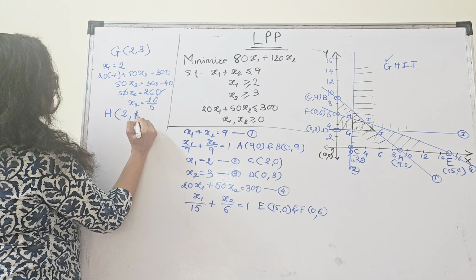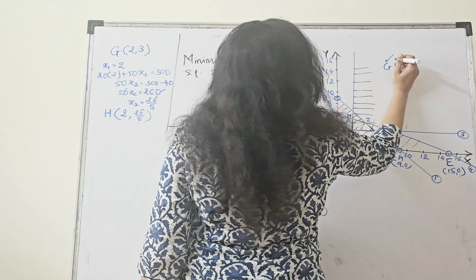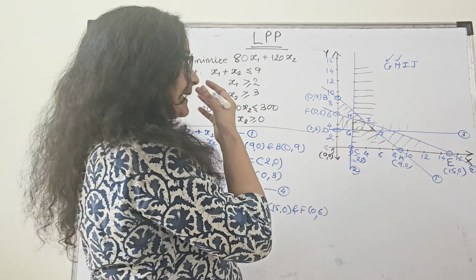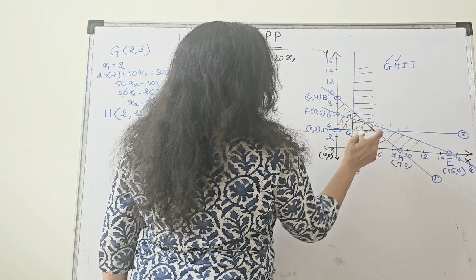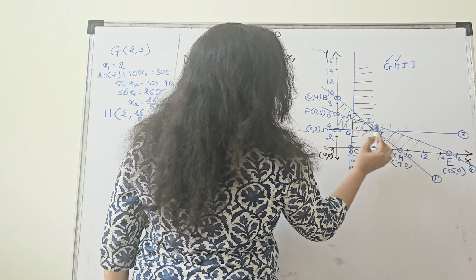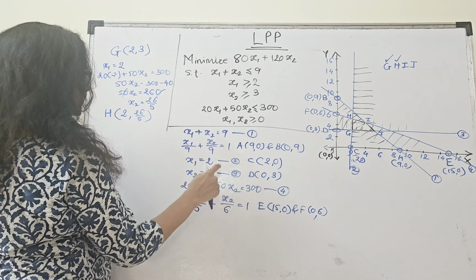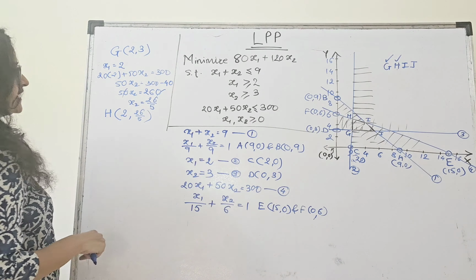And what is the value of x2? 26 by 5. Okay, so this H is also done. Now I. So I is the intersection of which two lines? Line number 1 and line number 4. So these two lines, 1 and 4, you have to solve parallelly to get the values of x1 and x2.